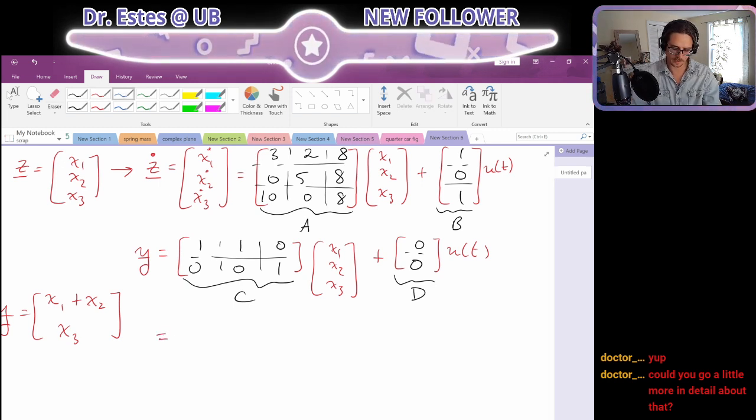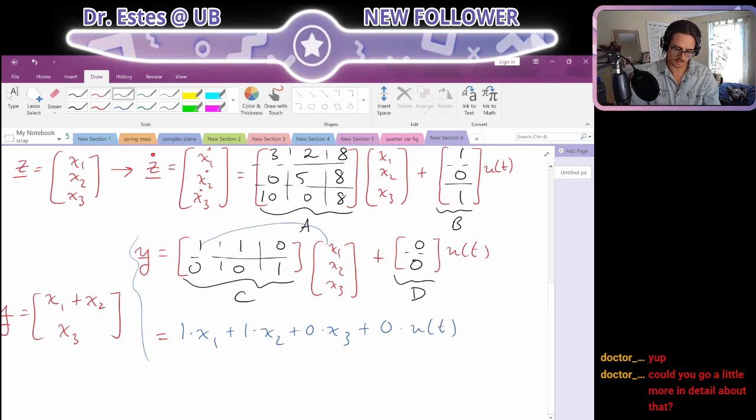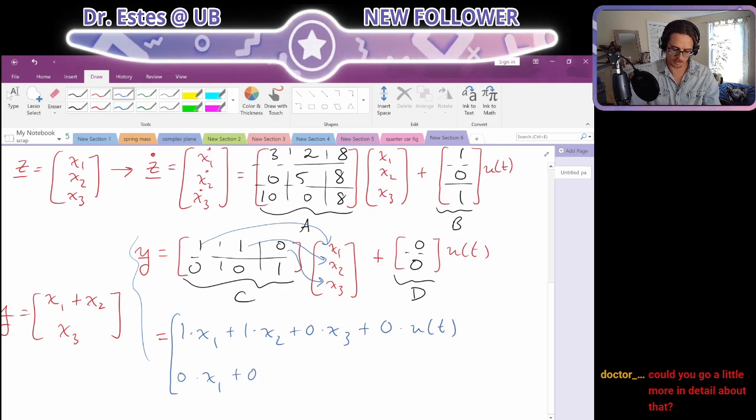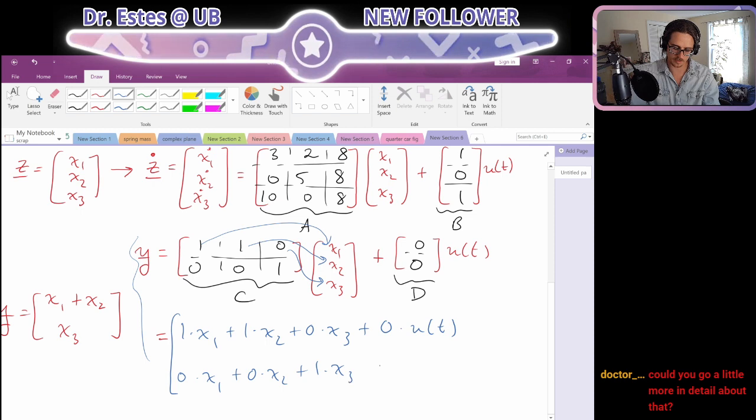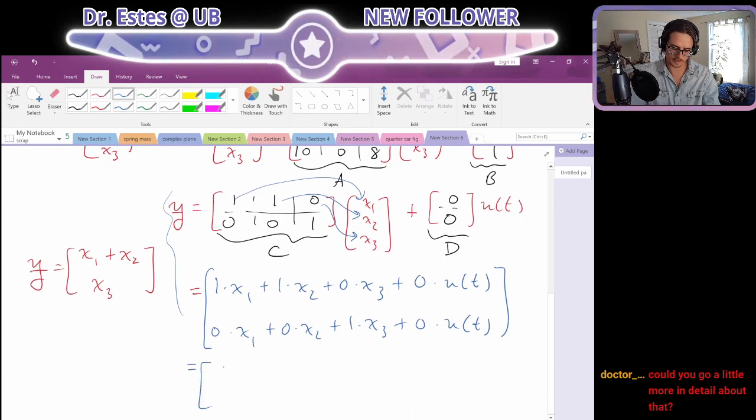that it's correct. So if I multiply out this, it's going to be 1 times x1 plus 1 times x2 plus 0 times x3 plus 0 times u of t. So that's doing this operation. And then if I go to the second row, I'm going to have 0 times x1 plus 0 times x2 plus 1 times x3 plus 0 times u of t. And so if you add that all up, you'll get back this x1 plus x2 and then x3.